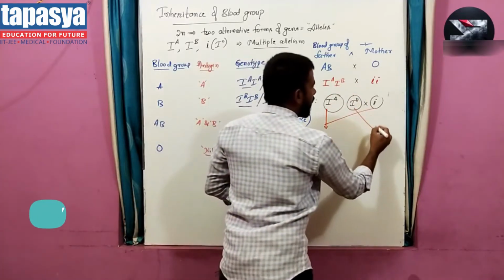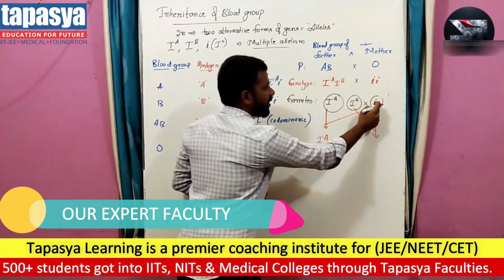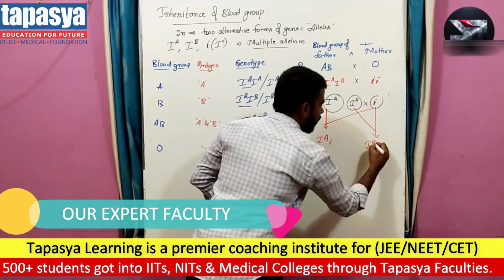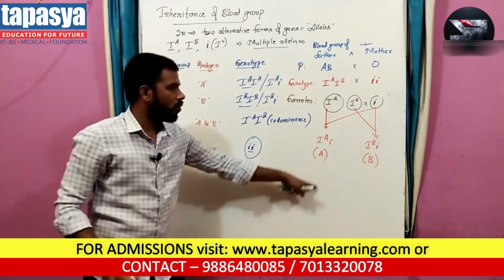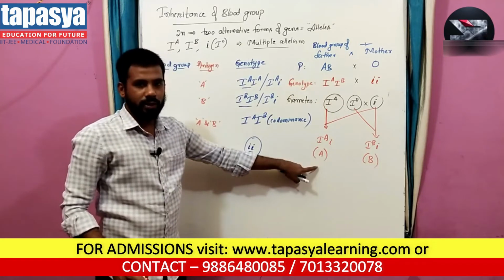If the sperm carrying the IB gene fuses with the egg, it results in a B blood group. So this is how the blood groups are formed in the offspring.